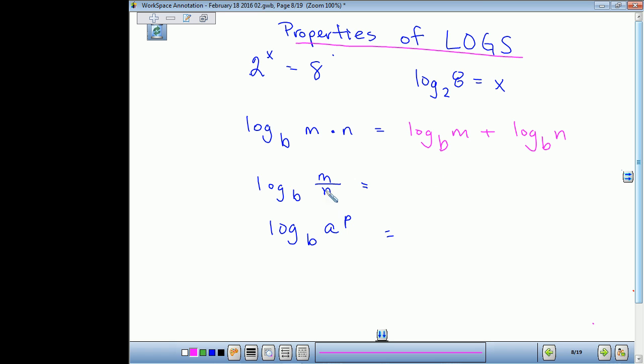Okay, here's division. What did I do with the exponents when I divided like bases? Subtract them. So I can rewrite this as subtraction. What do I do with the exponents when I raise a power to a power? I multiply them. So this power can come out in front and become multiplication. And all of this has to do with the fact that the logarithm is an exponent, and we're following those rules. Now write.